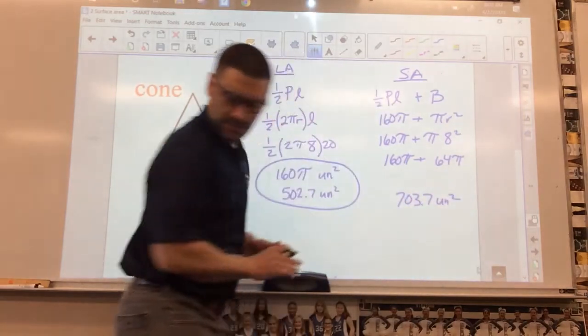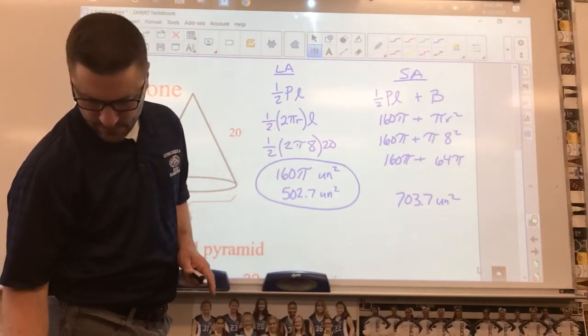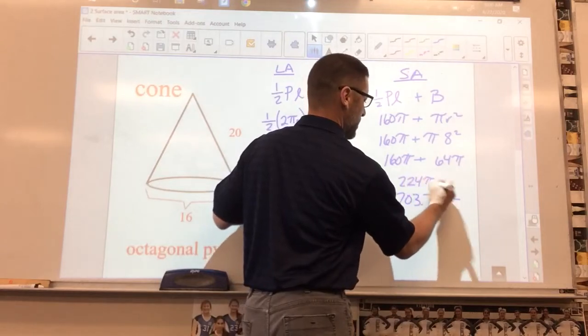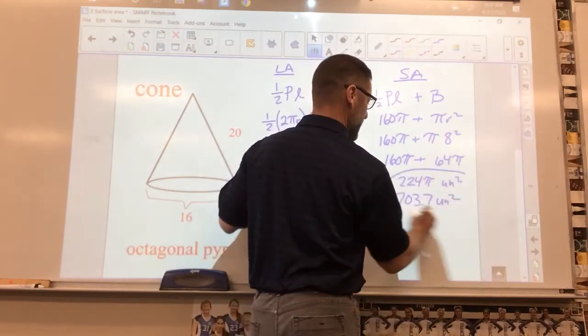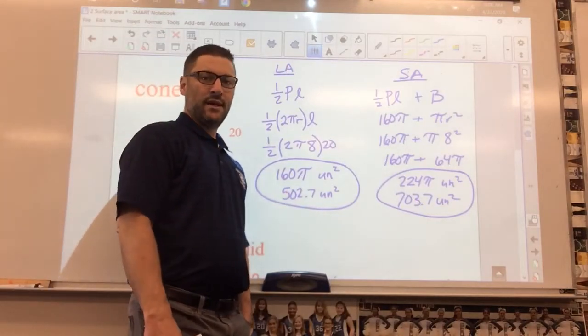Again, square units. I should do it exactly. 160 plus 64 is 224. 224 pi square units. So the top answer in each one of those is actually what the ACT would read.